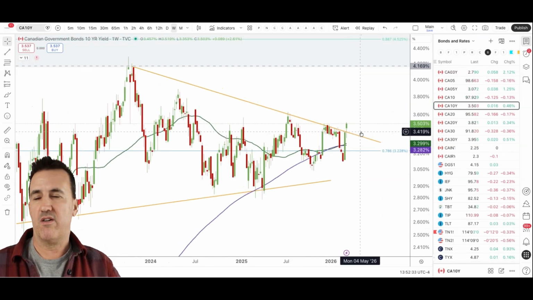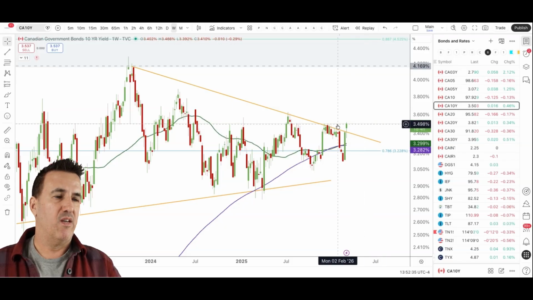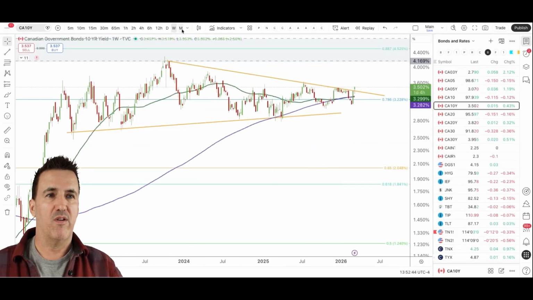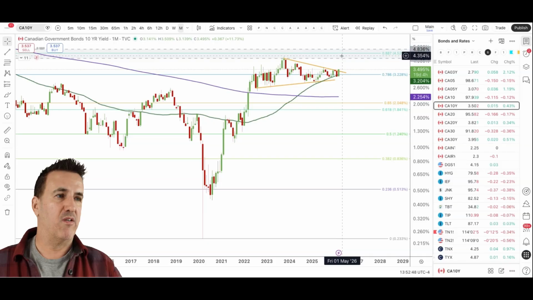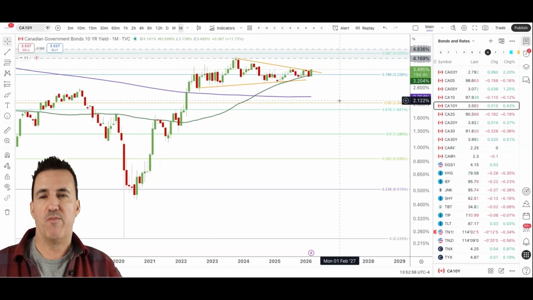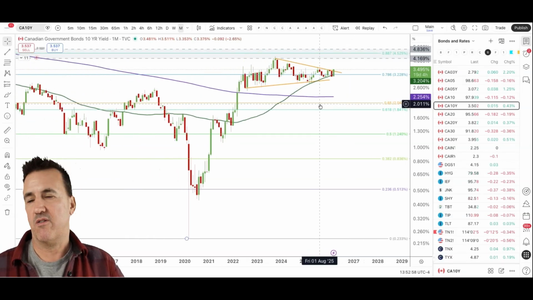So this is the 10-year Canada bond yields. It's broken above this trend line. It looks to me like it wants to go higher. I think we're going to see higher 10-year bond yields in the future. I think we're likely going to get up here another percentage point all the way up to 4.5 on the 10-year bond yields. If that happens, then that's quite a dramatic increase, I would say, on interest rates.